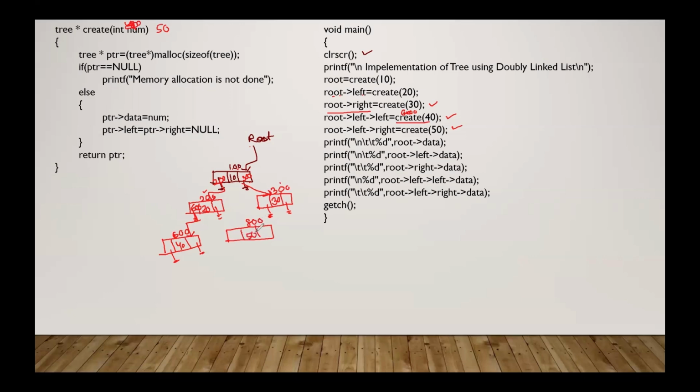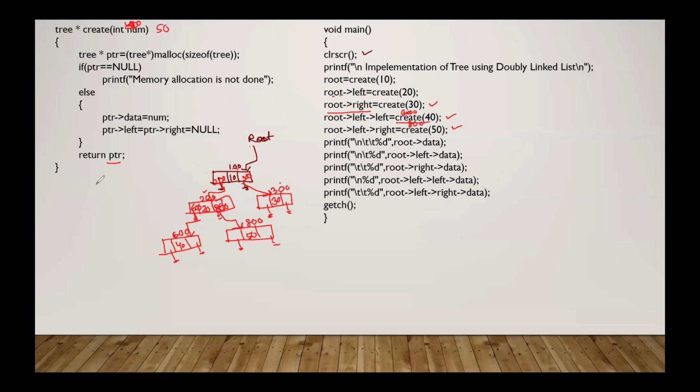So this stores the value 50. PTR left equals PTR right, null. Return PTR. What is the PTR? 800. So the returned value is 800. Root is 100, root left is 200, and 200's right is this position. This position stores the value 800. If the 800 is stored, a connection is established to this node.